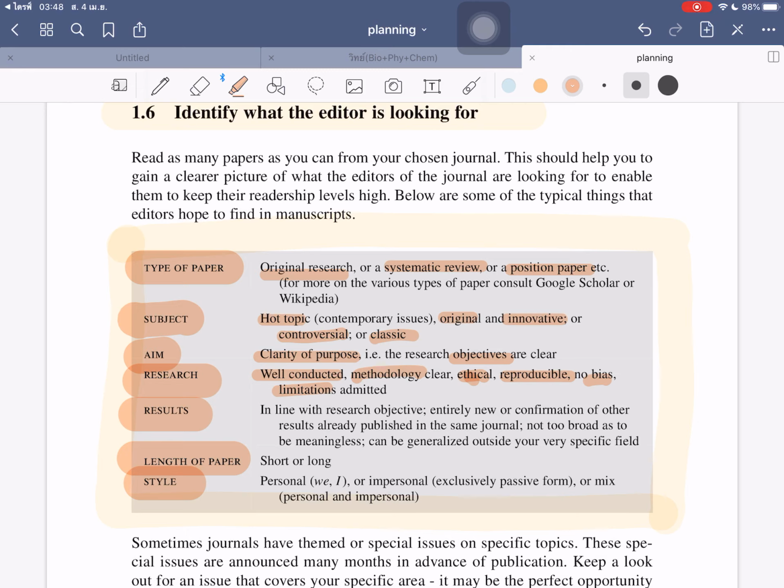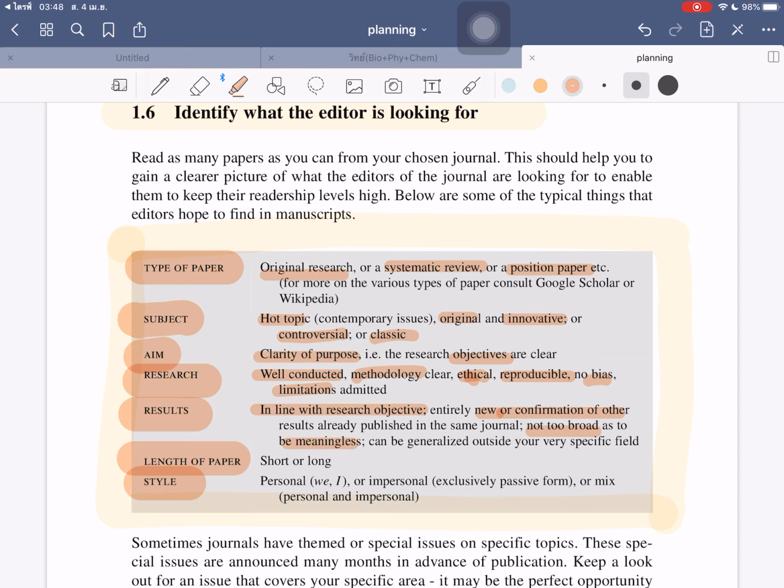And then results. You have to check whether the result is in line with the research objective or not. You have to think about the result. Is it new, or a confirmation of other results already published in the same journal? Does it confirm other people's work or not? Make sure your results are not too broad or too meaningless.